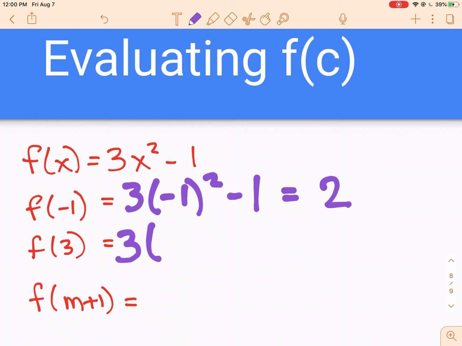Let's try this with f of 3. So 3 squared is 9. 9 times 3 is 27. 27 minus 1 is 26.